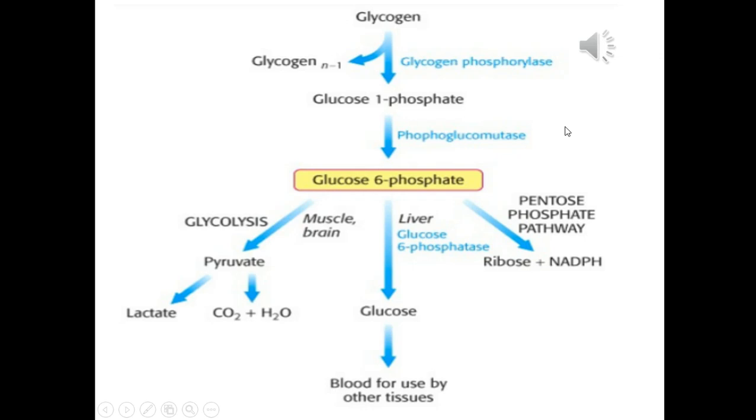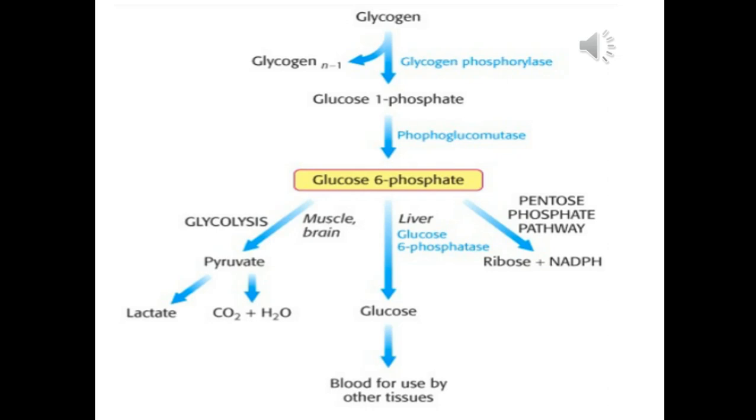This slide shows the first 3 steps in glycogenolysis pathways as a simple diagram. First, glycogen, by the action of glycogen phosphorylase enzyme, is converted to glucose 1-phosphate plus glycogen N-1. It means lysis and phosphorylation. And this process will be repeated until we reach before the branch point.